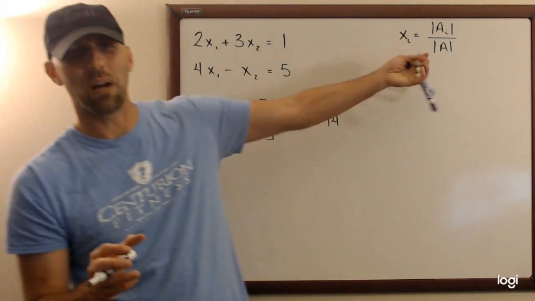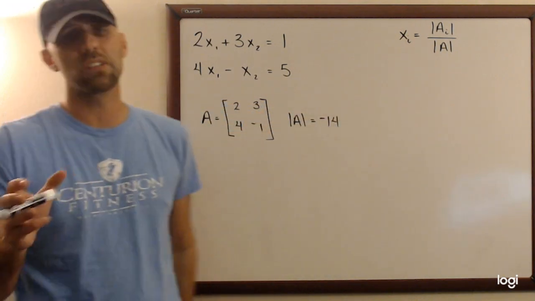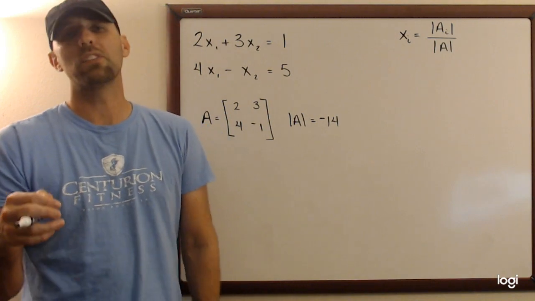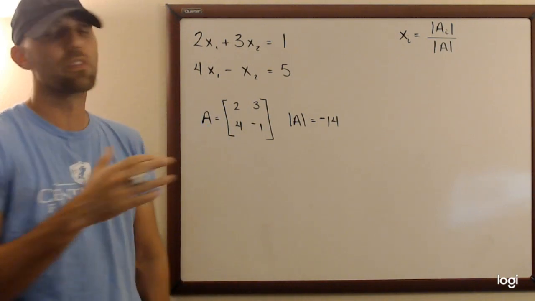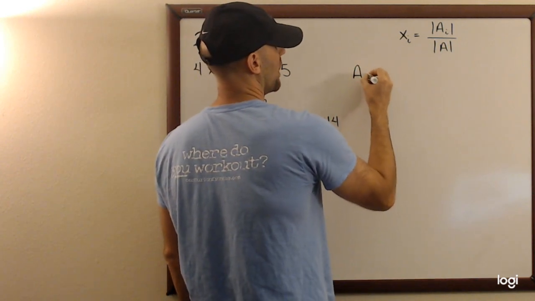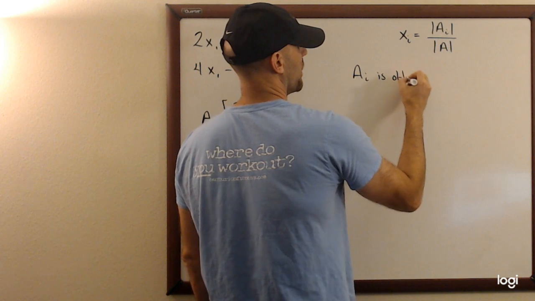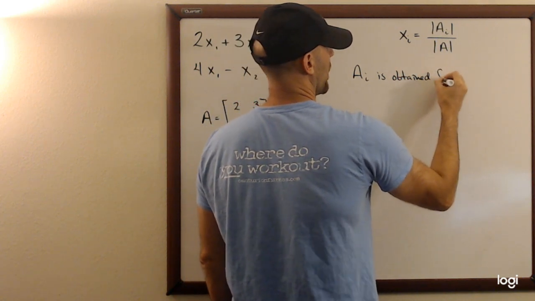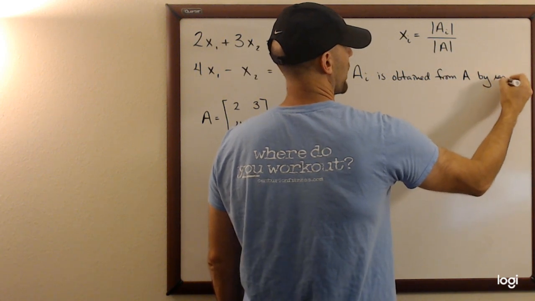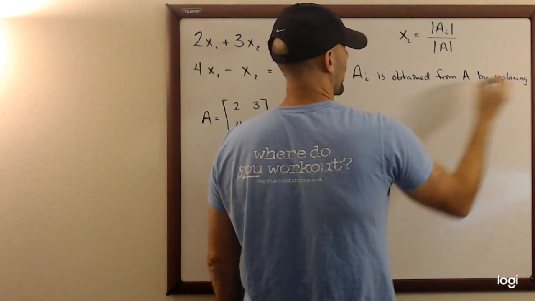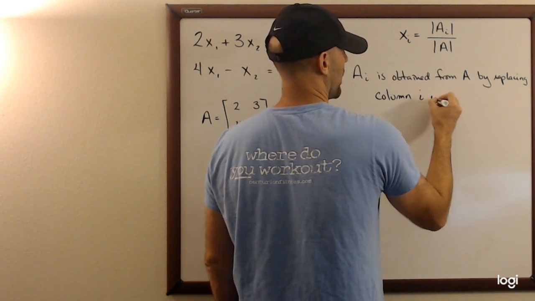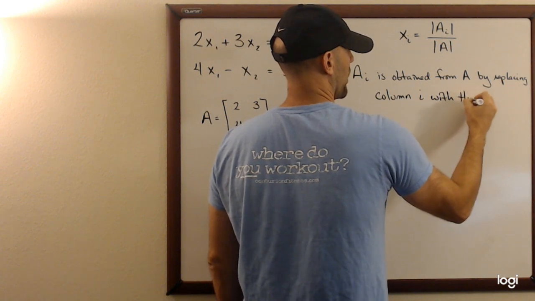So what is A sub i then? Well, it's got to be related to A, and it turns out that A sub i is the matrix you get when you replace column i with the solution column. So A sub i is obtained from A by replacing column i with the solution column.